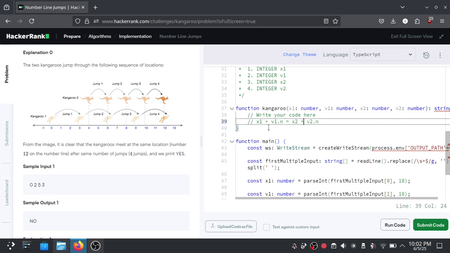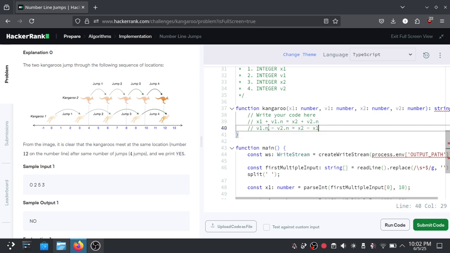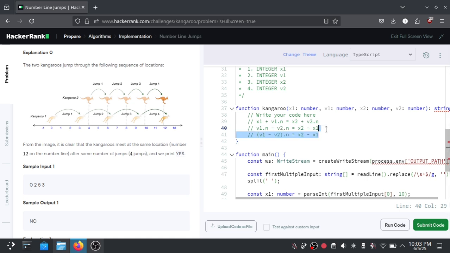And then the second kangaroo's position is added with the second kangaroo's velocity times n, which is the jumps required to make them find one another. And then for the second step, we can move the first kangaroo's velocity times n, minus the velocity 2 times n, equals x2, which is kangaroo number 2's position, minus x1. Why is it minus? Because x1 is moving from the first equation to the other side, and then it will be the opposite.